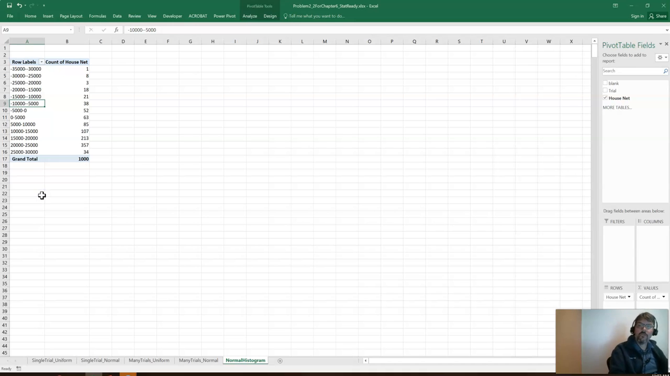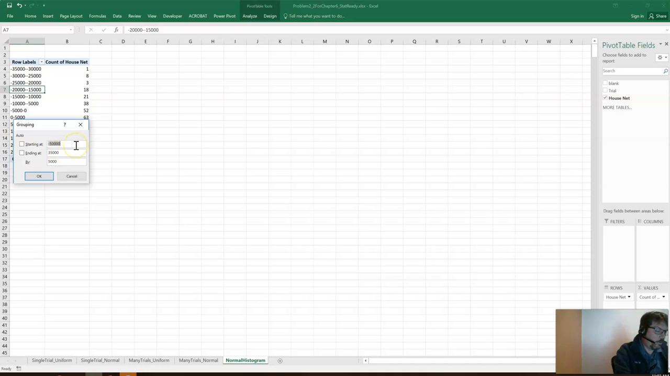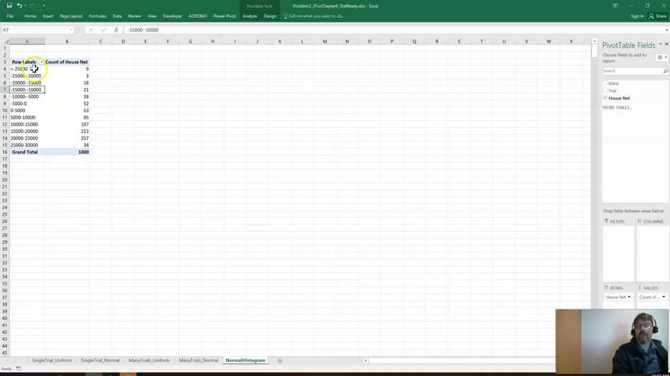There's no hard and fast rule on what those numbers should be. You want to generally include your lowest and your highest. The pivot table will tell you, by the way, if you mess that up. I'll show you real quick. So let's say that I wasn't paying attention and I did negative 25,000 instead of negative 50,000. It will tell me how many are below that. That technically breaks the quote-unquote histogram rules, but it's not a disaster because it will tell me. It won't just make them disappear.